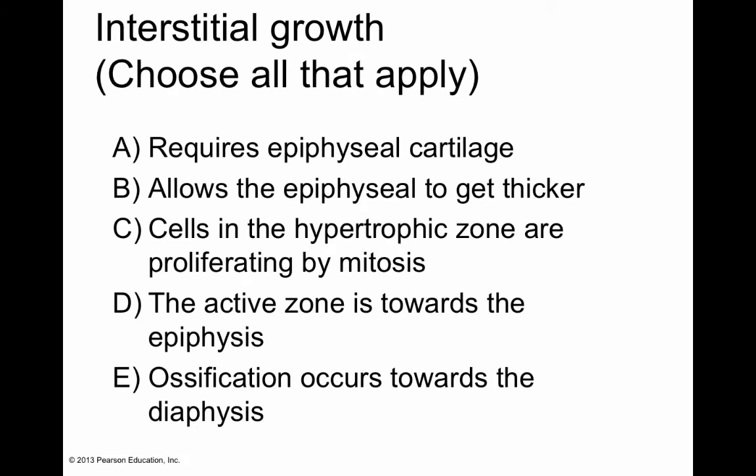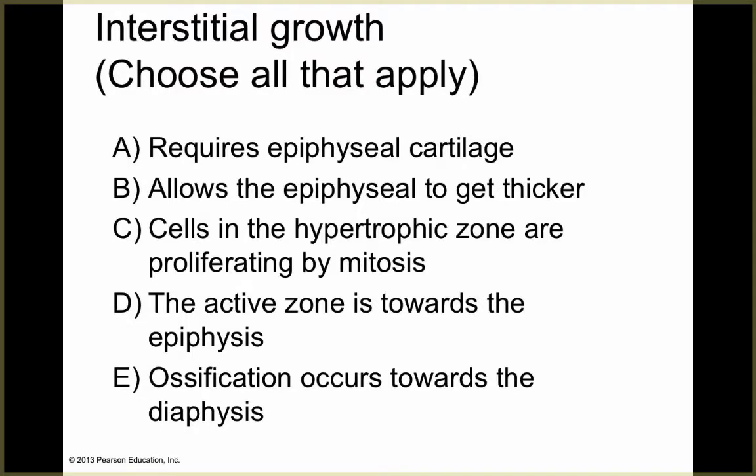So let's think about all of this. Interstitial growth, let's talk about what applies here. It requires epiphyseal cartilage. It allows the epiphyseal area to get thicker. C, cells in the hypertrophic zone are proliferating by mitosis. The active zone is towards the epiphysis. And ossification occurs towards the diaphysis.